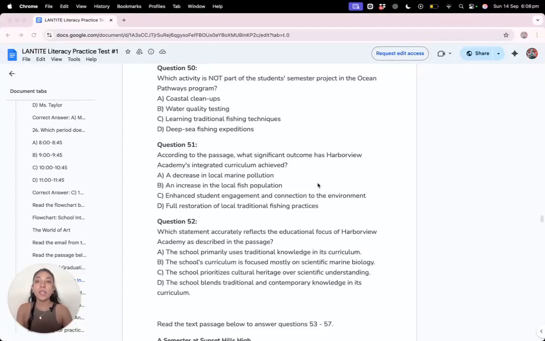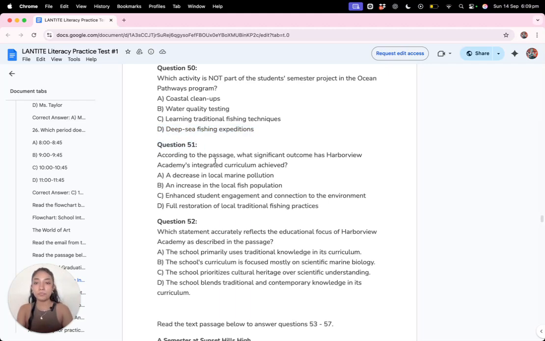Question 50. Which activity is not part of the students' semester project in the Ocean Pathways program? A, coastal cleanups. B, water quality testing. C, learning traditional fishing techniques. And D, deep sea fishing expositions. So just reading the passage, we know that they did not include deep sea fishing expositions. So we're going to highlight that one. It wasn't part of their semester project. So we know that that's the answer.